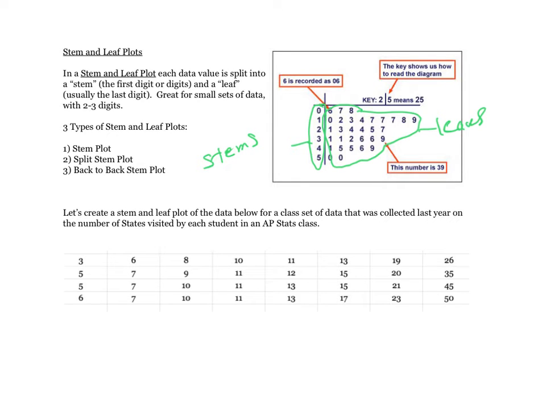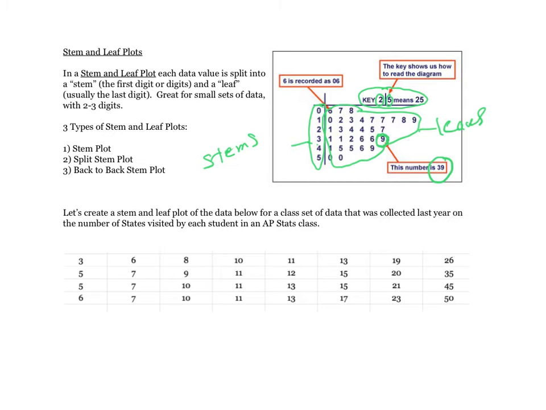When you make one of these, you always want to make a key, which explains how the stem and leaf is set up. So this means that a stem of 2 and a leaf of 5 means 25. So when you make a stem and leaf plot, you always want to provide a key like that, okay? And then, of course, this number right here, this 9, is actually the number 39, right? Because I take the stem from the first column and put it with that 9.